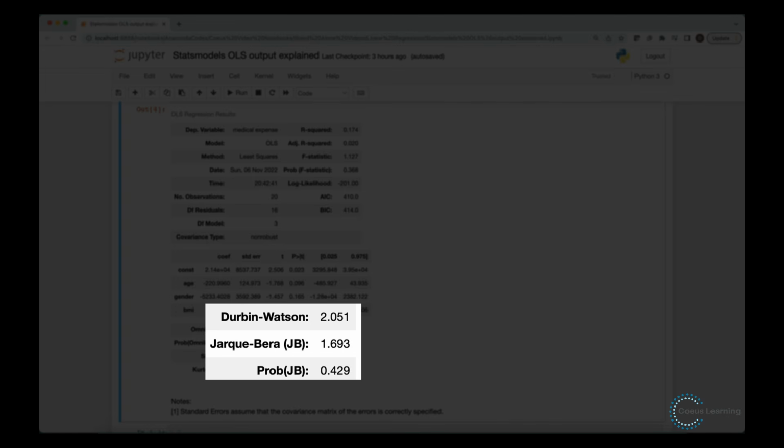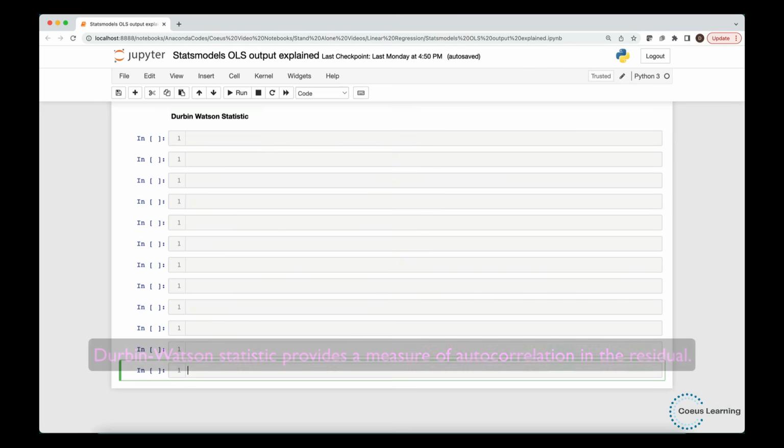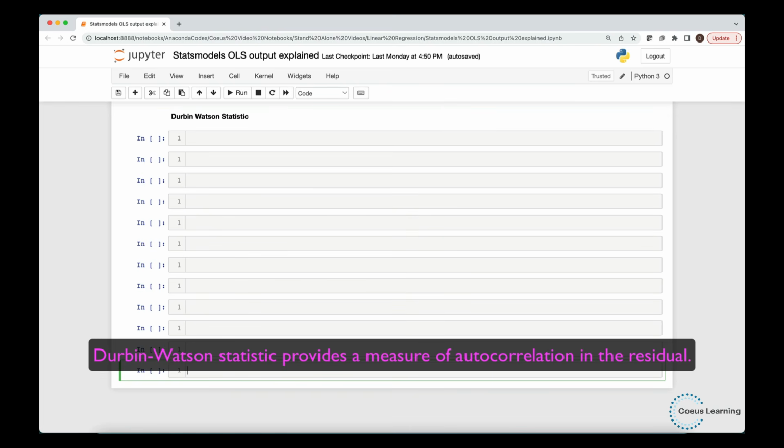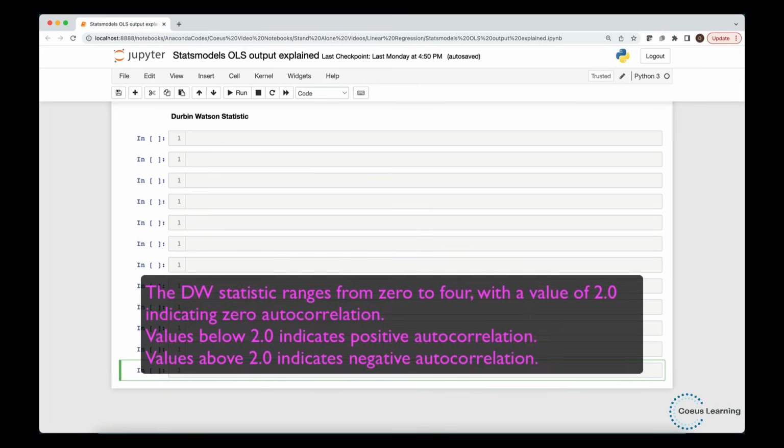We now move to see how the Durbin-Watson and Jarque-Bera statistic are computed. We will also estimate the p-value for the Jarque-Bera statistic. Durbin-Watson statistic provides a measure of autocorrelation in the residual. If the residual values are autocorrelated, the model becomes biased. The DW statistic ranges from 0 to 4, with a value of 2 indicating zero autocorrelation. Values below 2 mean there is positive autocorrelation and above 2 indicates negative autocorrelation.